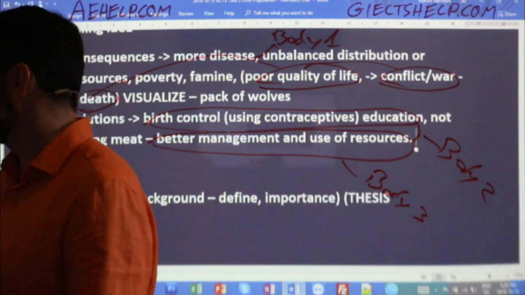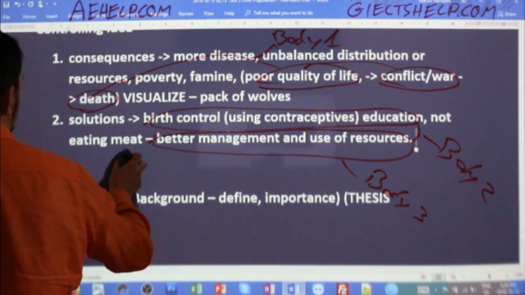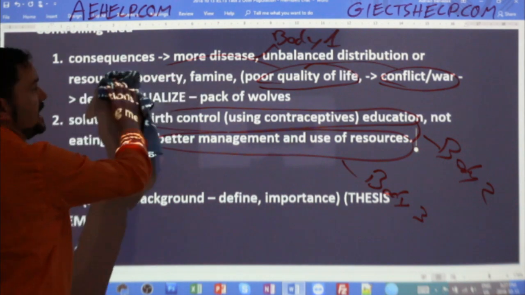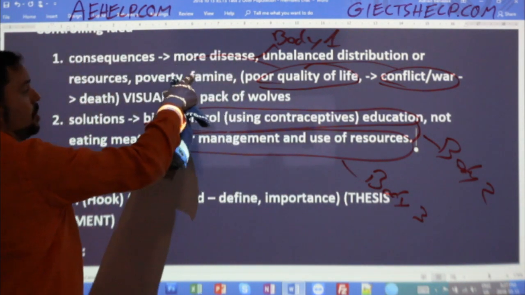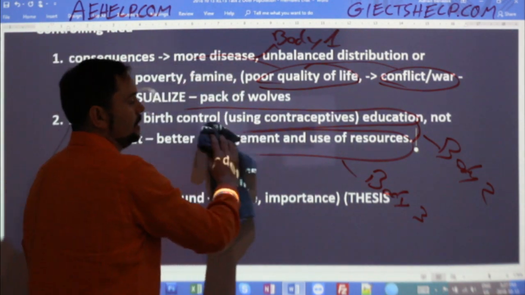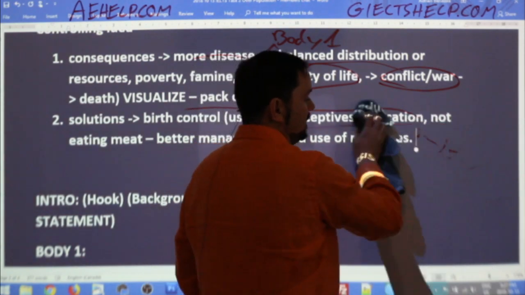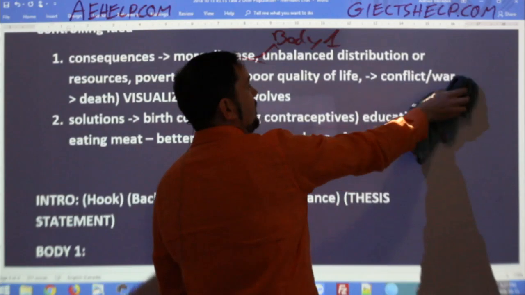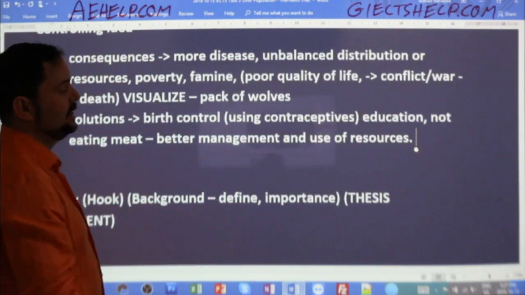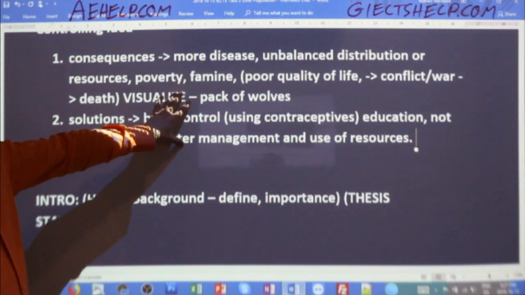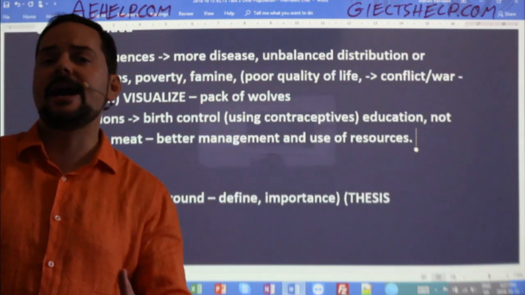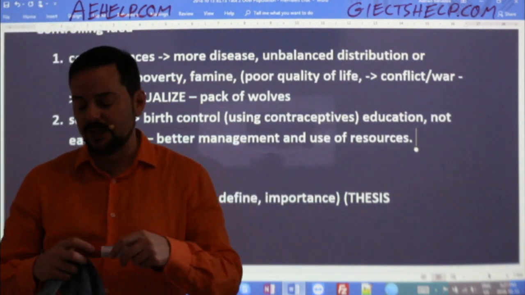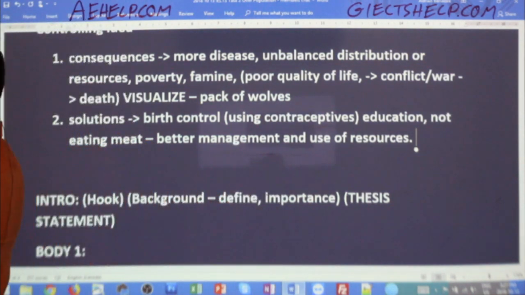In this case, the thesis statement, you might want to do it in 2 sentences. 1 sentence is for the consequences, and the second sentence with the solutions. Okay? Now, if you've identified these, so if you're quickly thinking when you're planning and you've identified these in the 5 minutes, now you're able to really move along and write a good essay. Okay? So here's my thesis.